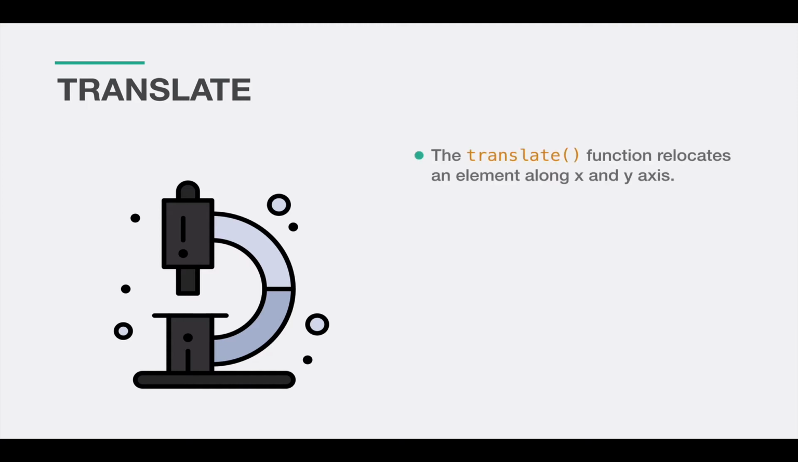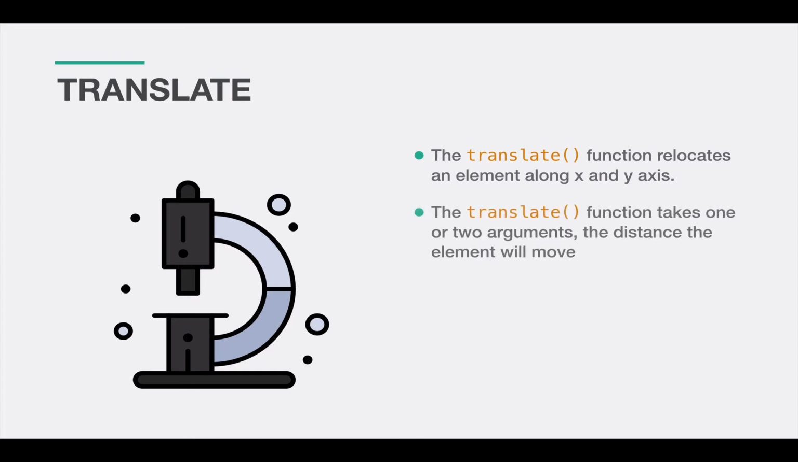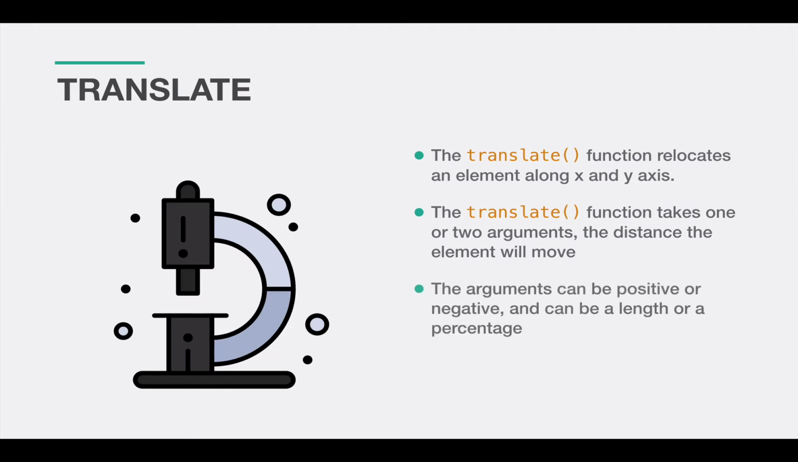All right, so translate. This is the first function we're looking at. The translate function allows us to move an element along the y and x axis. It can take 1 or 2 arguments. If you only have 1 argument, it just applies that to both directions. If you use 2 arguments, you can specify which one. The first one's the x, the second one is the y. You can use positive and negative values, and values can be either a length or a percentage.